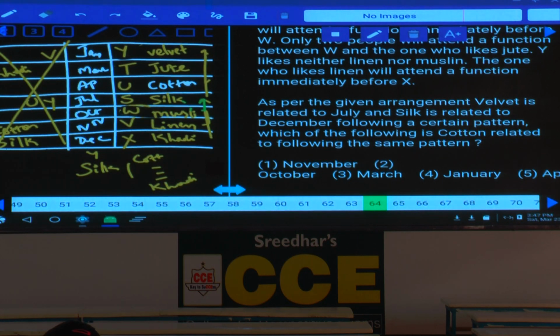In the same way, which of the following is cotton related to? Cotton is related to V, isn't it? And V is in the month of November, that is choice 1. Between this one and this one there must be exactly two months, hence it must be the month of November, that is choice 1.